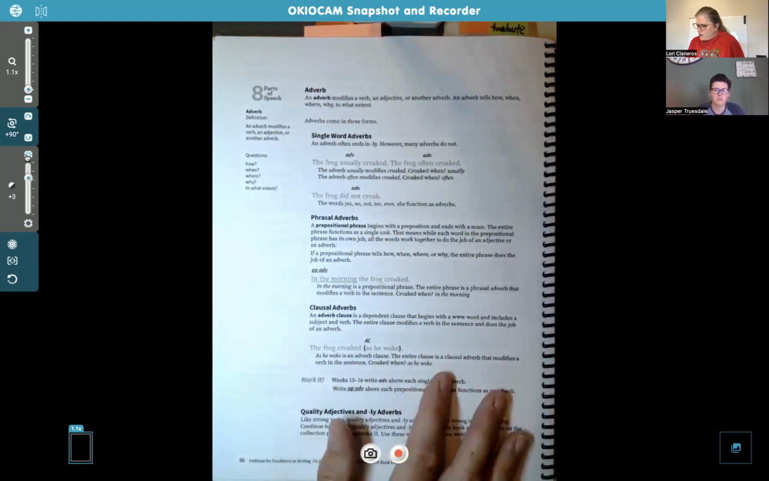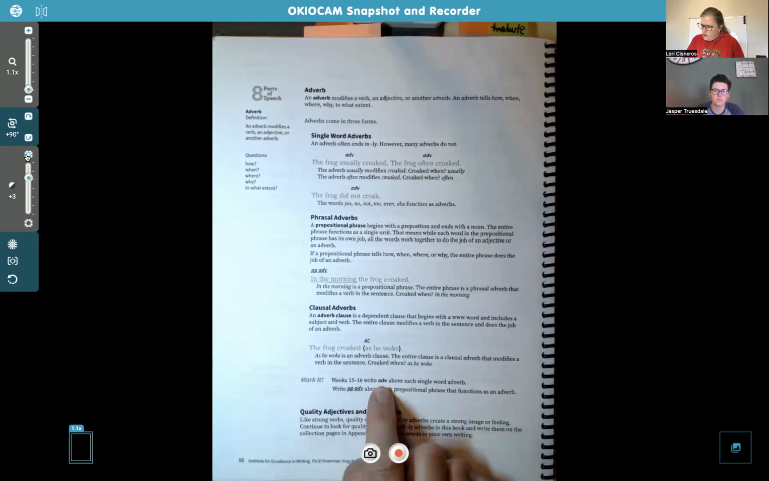So this week, you're going to still mark adverbs as those single word adverbs with ADV, but then you're going to be adding this one, PP, for prepositional phrase adverb. And then you're going to mark it above that phrase.